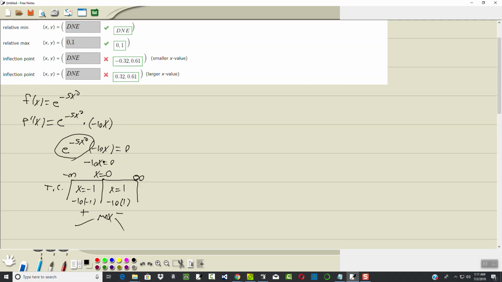Now we would take that 0, plug it back into our original function. 0 squared is 0 times negative 5 is 0. E to the 0 is 1. So our max is going to be 0, 1.